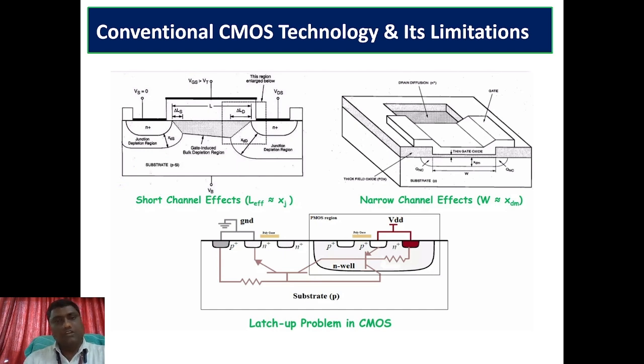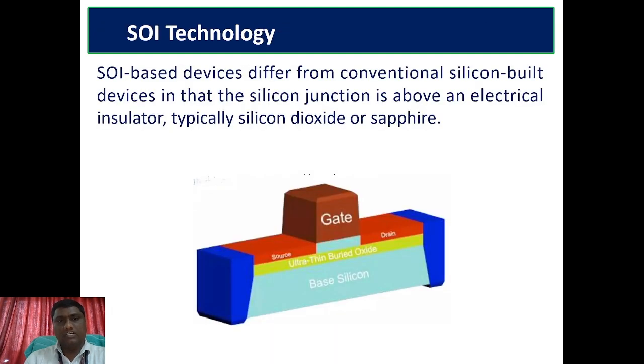There are 4 to 5 short channel effects. All of these are affected as the channel length is reduced, and narrow channel effects are also another limitation in the MOSFET. Latch up is also one of the major drawbacks in CMOS, where we have both NMOS and PMOS. In those cases, SOI technology will always be a better option for researchers to do their work using SOI based technology.